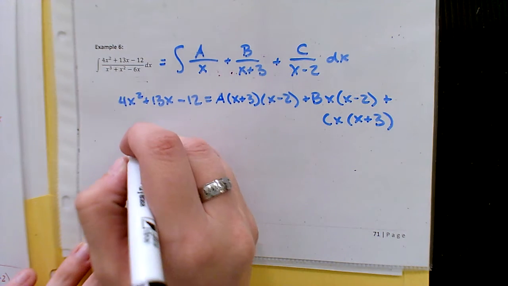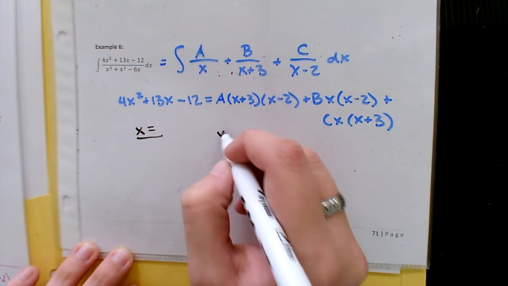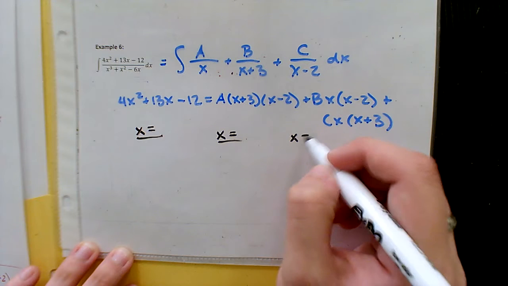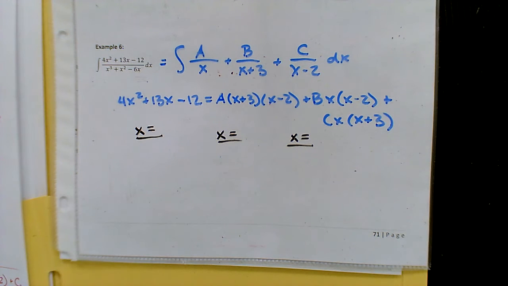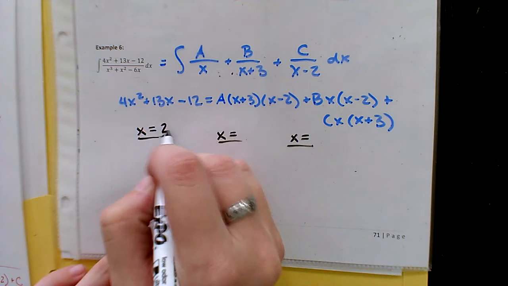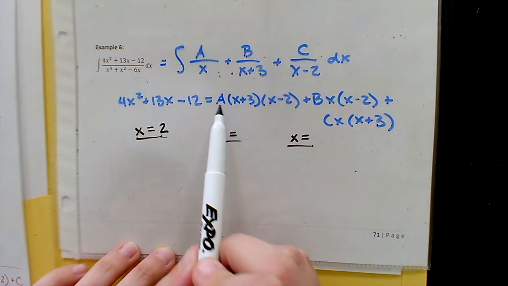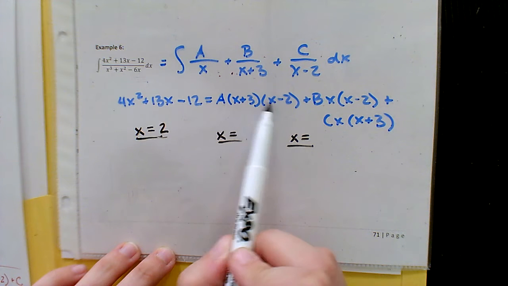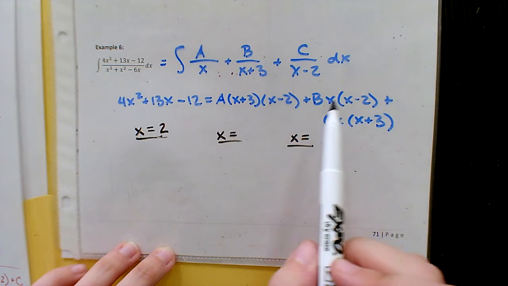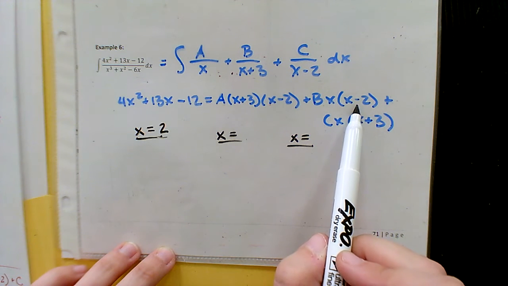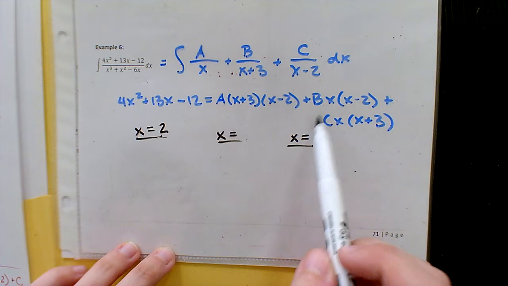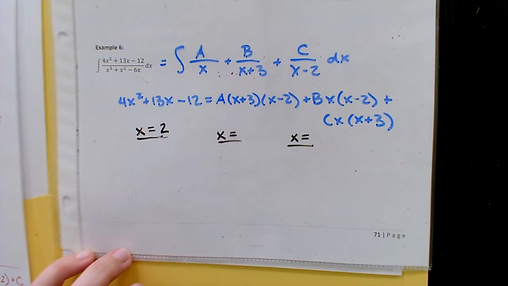Okay, let's go ahead and pick some strategic x values that would cancel out an A, a B, or a C perhaps. Two. Okay, so let's see. If we were to plug in 2, that would cancel out A because it has a factor of x minus 2 attached to it. And it would also cancel out B. So that's nice. If we plug in 2, we're going to be solving for C. So let's go ahead and see what happens.